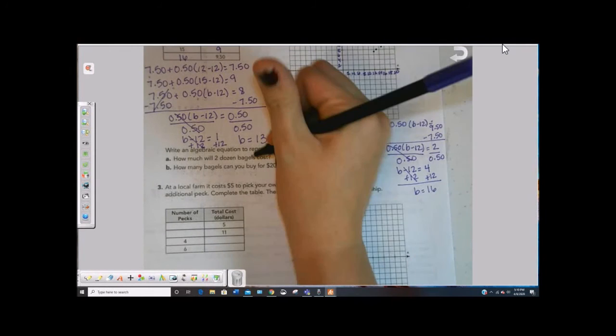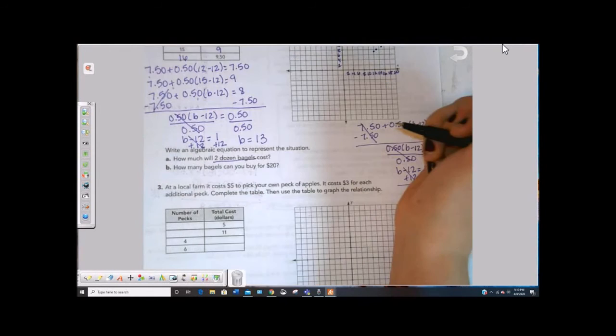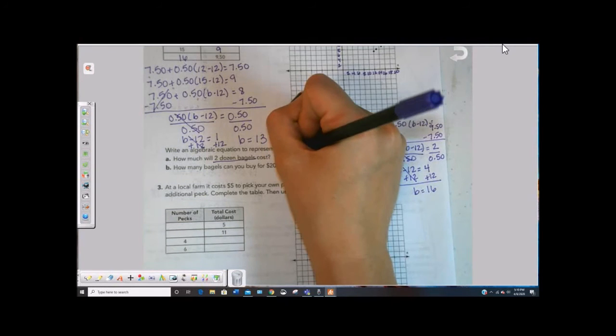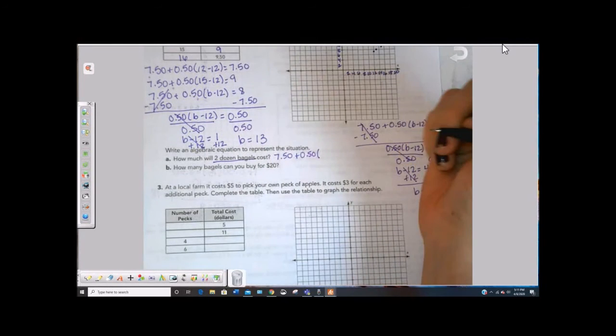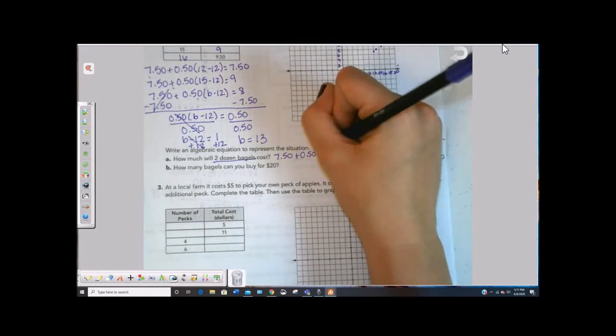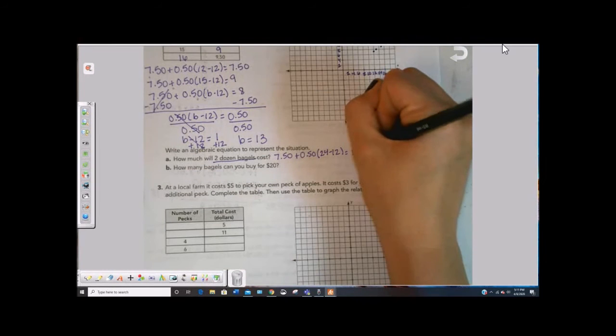So now we're going to do the A and B. It says, how much will 2 dozen bagels cost? So we have our bagels and we're trying to find our cost. So this is just going to be $7.50 plus 50 cents times, how much is 1 dozen? 12. So 2 dozen is 12 plus 12, which is 24, minus 12. When we do this, you get $13.50.